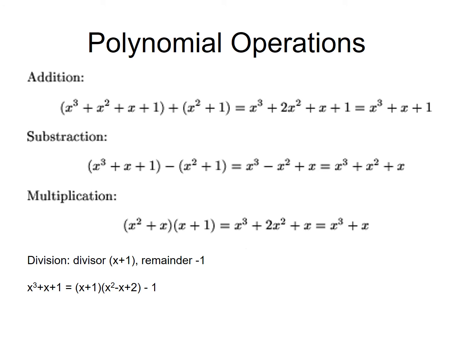Addition works the way you want. You add term by term, you subtract term by term. Multiplication is complicated. You do FOILing there. There's a thing on the bottom about division. It's kind of a convoluted way to write it.